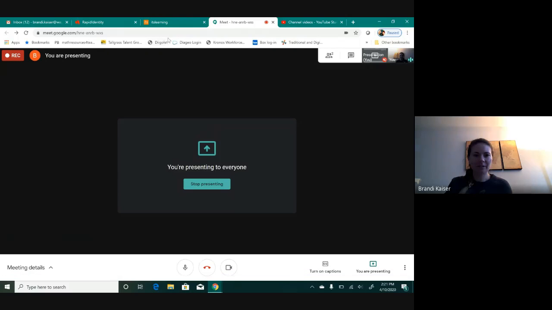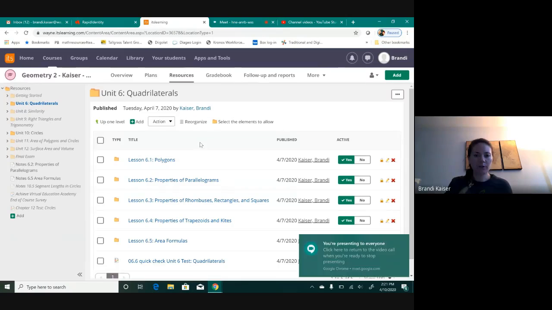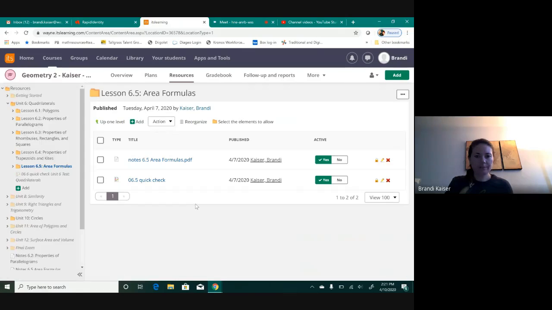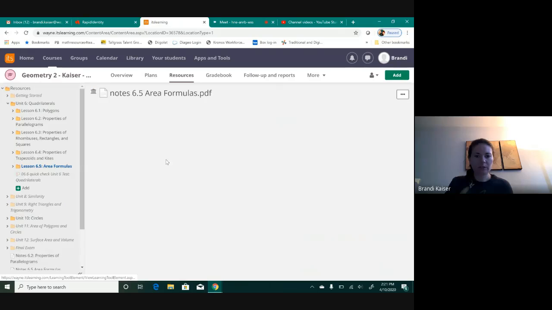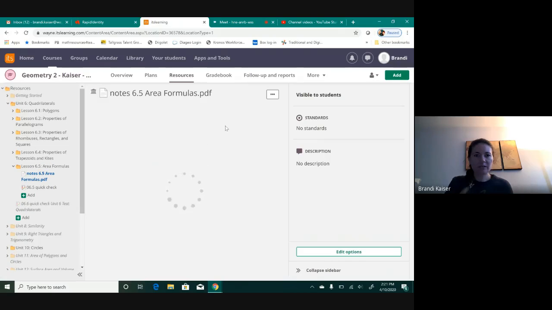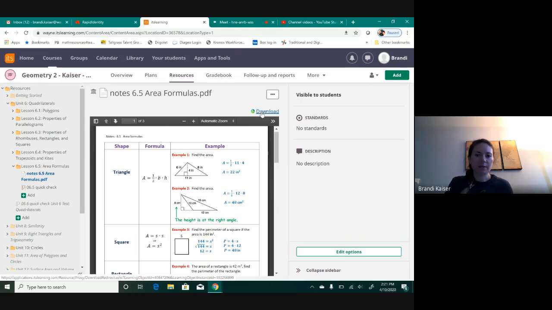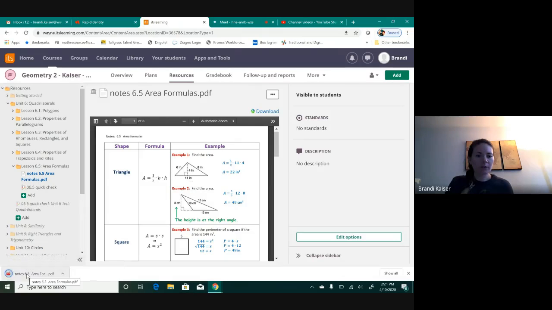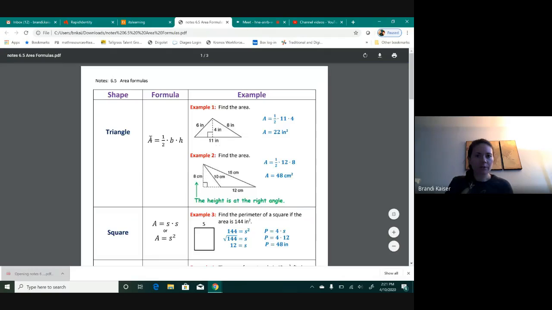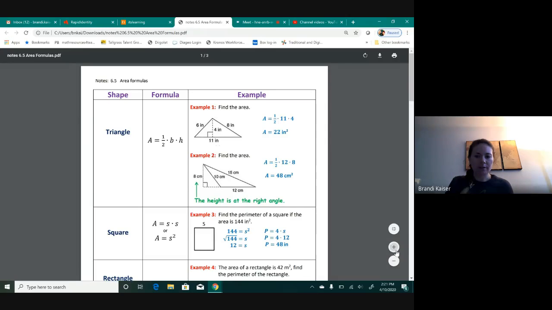All right, hello again. We're going to go over lesson 6.5 now, which is all about area formulas. So let me get these notes pulled up. The nice thing is most of these you should have seen before, but we're just going to take a look at them again to make sure we understand the different parts of the formulas and what we need to focus on whenever we do the calculations for these.